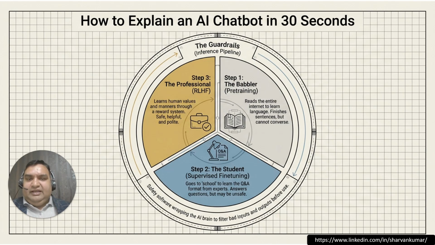And step 3 is your reinforcement learning from human feedback, where it knows what is good, what is bad, what is safe, what is polite, what is helpful, all human values. And then we have a guardrail surrounding it for all the safety, wrapping up the brain. So a guardrail is basically a safety chakra wrapped around the model, which takes care of all the bad inputs and does not let them reach the model.